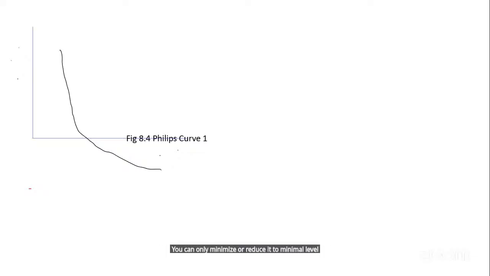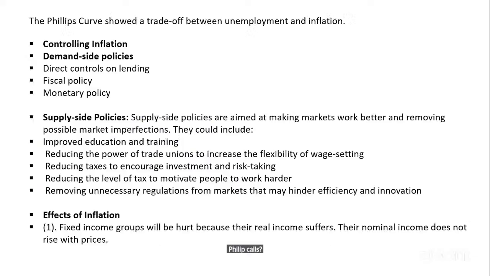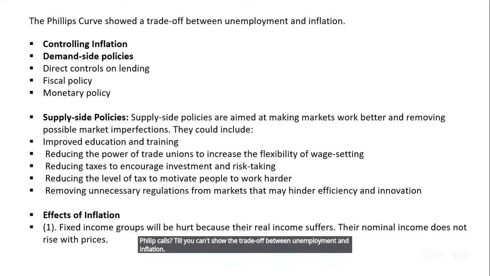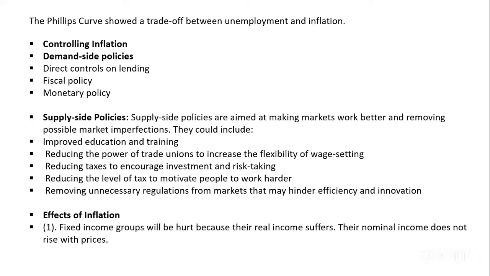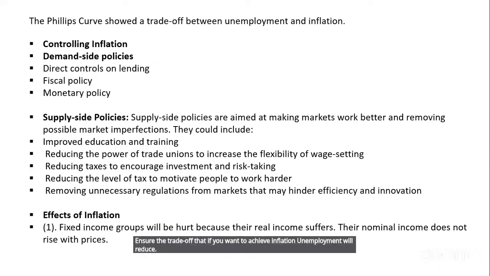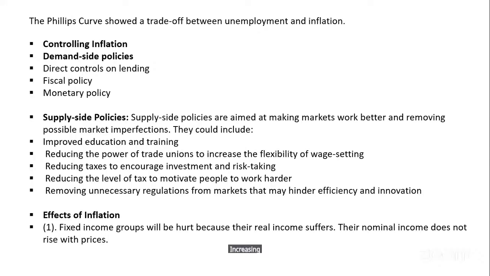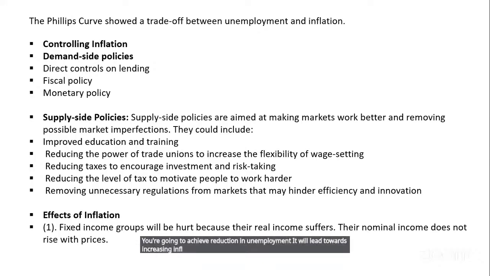The Phillips curve showed the trade-off between unemployment and inflation. If you want to achieve price stability by reducing inflation, that will lead to what? Increase in unemployment. If you want to achieve a reduction in unemployment, it will lead to what? Increase in inflation. It's a trade-off between inflation and unemployment.